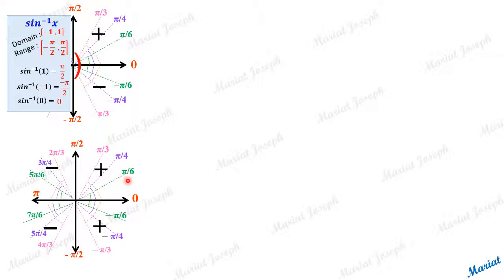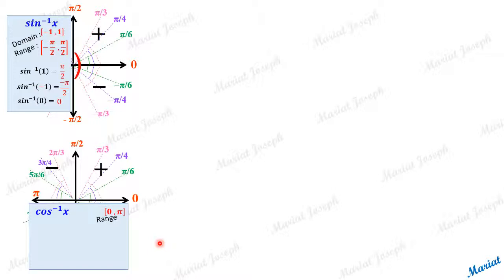Cos pi by 6 is root 3 by 2. Cos minus pi by 6 also is root 3 by 2, positive. Negative angles' cosine values are positive. Cos minus theta is cos theta itself. Repetition is happening here, because of which this time the principal region is decided as 0 to pi.